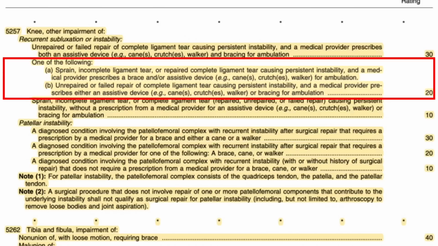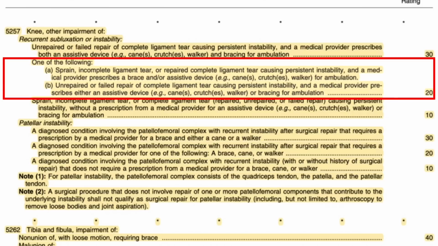All right, so that 20% rating gets even more complicated. It's one of two situations. One of the following: A, as it reads, is a sprain with an incomplete ligament tear. That makes sense, it's not torn all the way. Or you have a repaired complete ligament tear. So you tore it completely, but you got it repaired, but you still have some residual instability. Those kind of make sense as to why they would all fall in the same category. You either repaired it, or it's an incomplete tear, or you sprained it really bad.